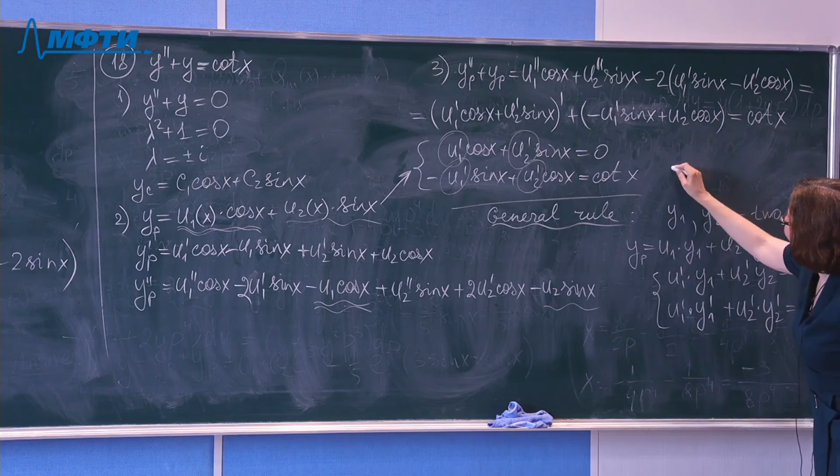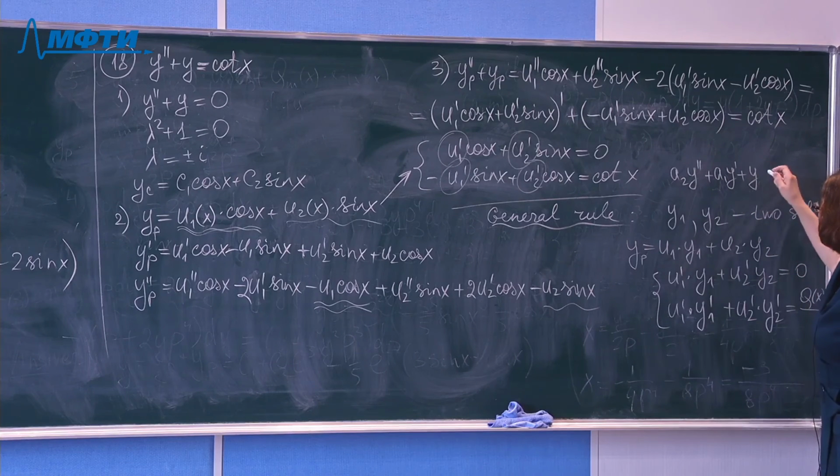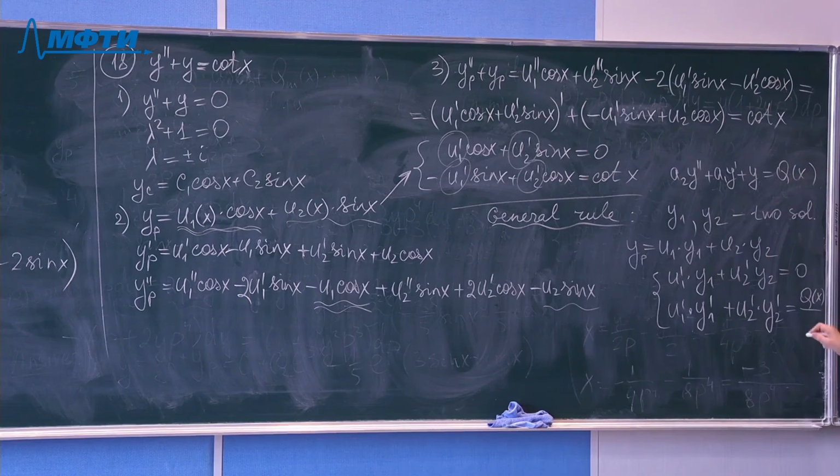So I mean, if we have a2 y double prime plus a1 y prime plus y equals q of x, then it will be q of x divided by a2. I have described how to obtain this linear system, but you can memorize it. It's not difficult to memorize. Just take the derivatives of u1 and u2 and form the first equation, right? And then take the derivatives of u1 prime and u2 prime and form the second equation.